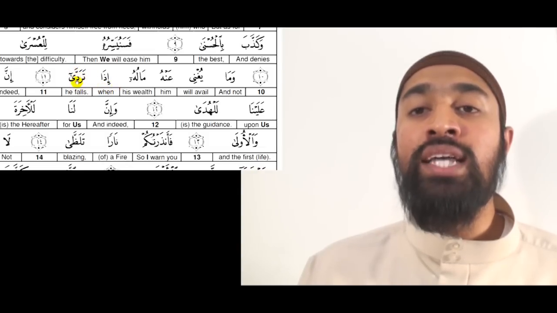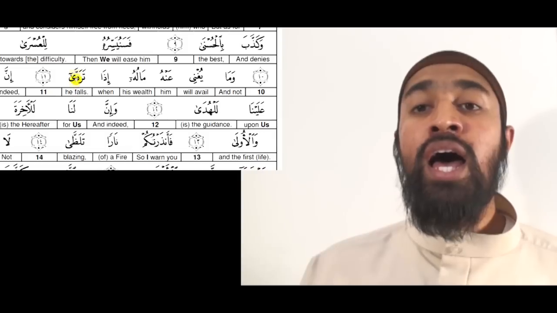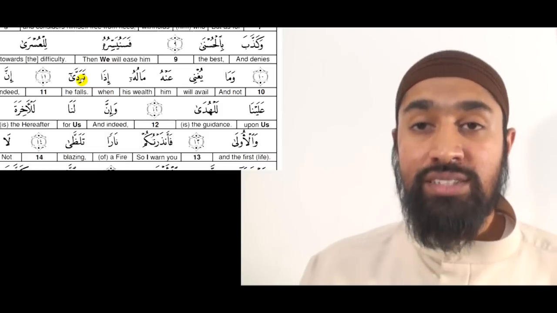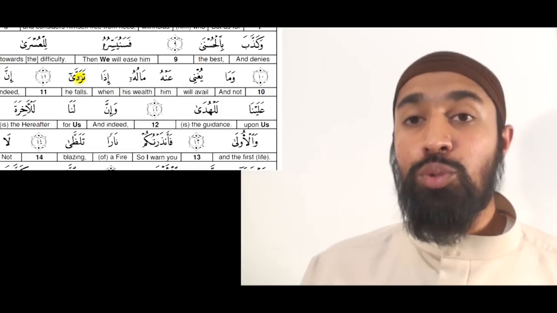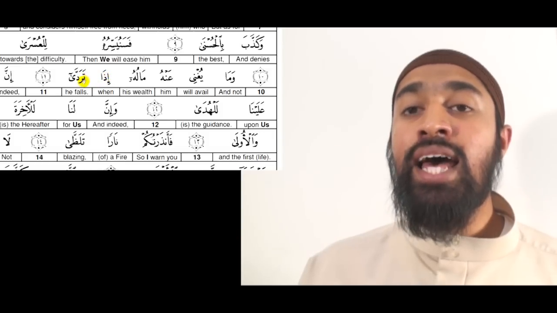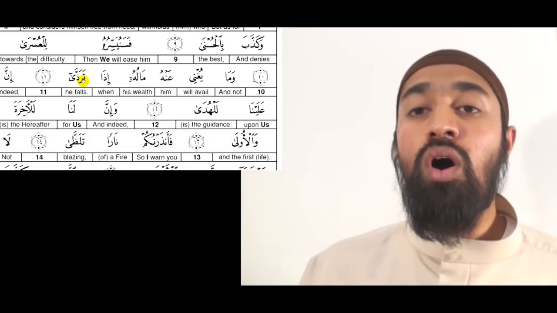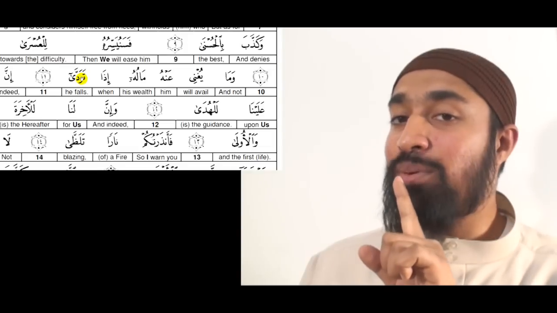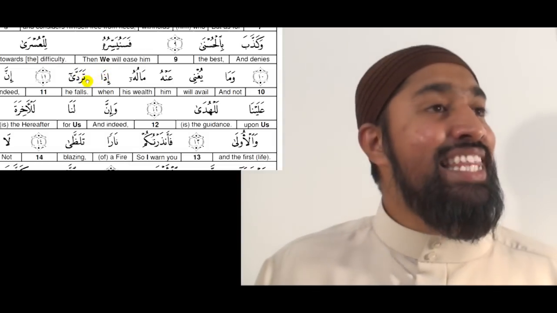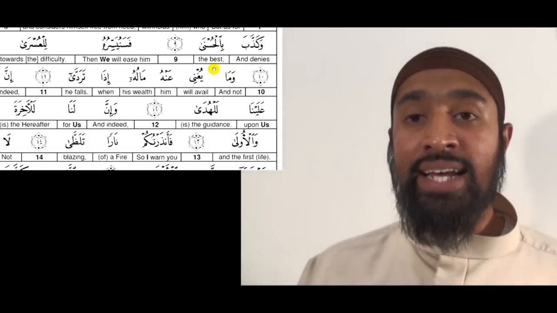Itha taradda. إِذَا تَرَدَّى. Ta, ra is heavy because it has something on top. دَال شَدَّة, connect and hold to a light letter. تَرَدَّى. إِذَا, don't say إِذ. The ra, da, tip of the tongue behind the two top teeth. Itha, ta, ra, da. We're going to make the stretch here. Itha, ta, ra, da.